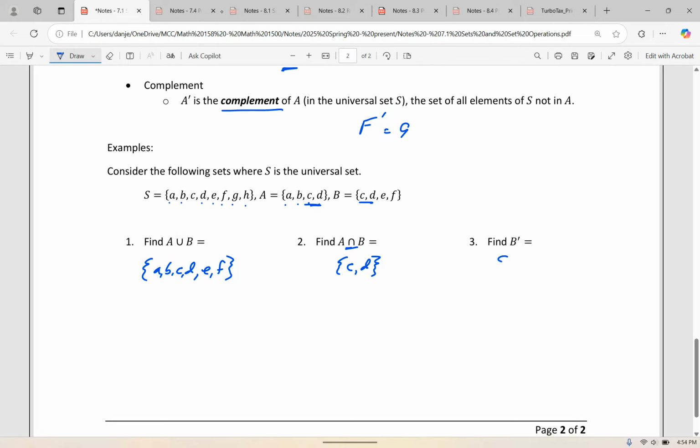And then B complement. That would be the letters that are in the universal set S, not contained in B. So you'll notice that set S has A, B, let's just do this, C, D, E, F, G, H. But we want the complement, so we don't want to include those letters that are in B. So B complement would be A, B, G, H. Make my H more clear that time.